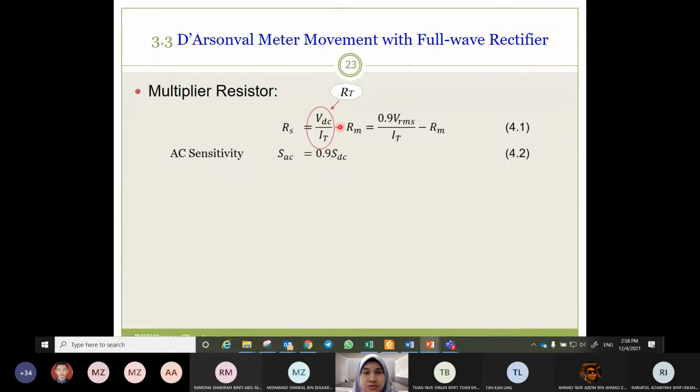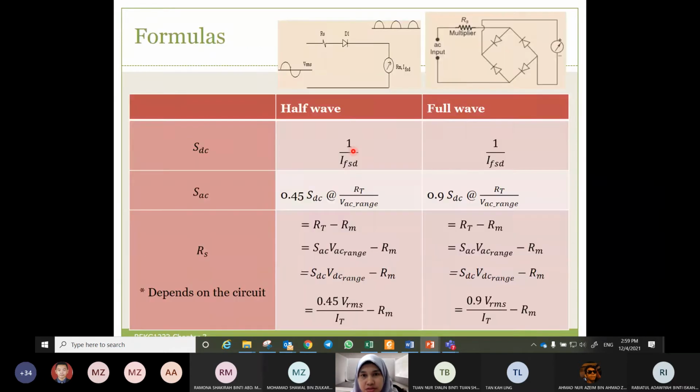Okay, so the formula for full wave is the same as half wave. You just change this 0.45 to 0.9 here. Okay, same goes for sensitivity. SAC is equal to 0.9 SDC.